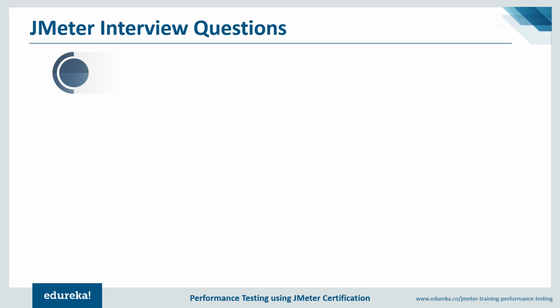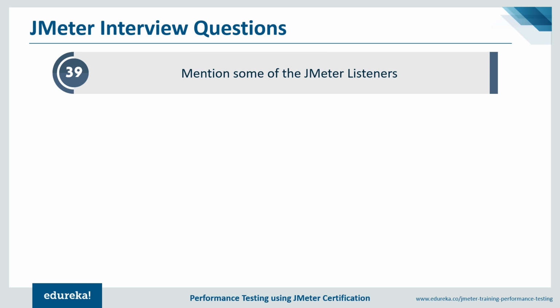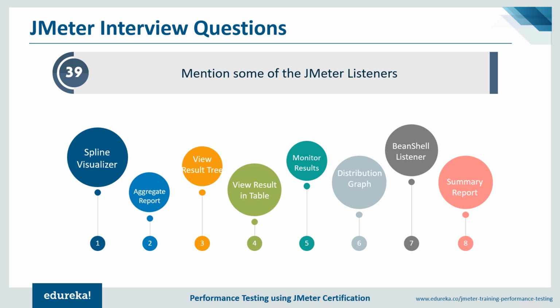Now moving on, the next question is: mention some of the JMeter listeners. Listeners are the JMeter components that display the test results, but there is more to them than just that. The variety of JMeter listeners enables performance engineers to monitor the requests sent from JMeter as well as to analyze the responses received from the system under test. Some of the JMeter listeners include the Spline Visualizer, Aggregate Report, View Results Tree, View Results in Table, Monitor Results, Distribution Graph, BeanShell Listener, and the Summary Report.